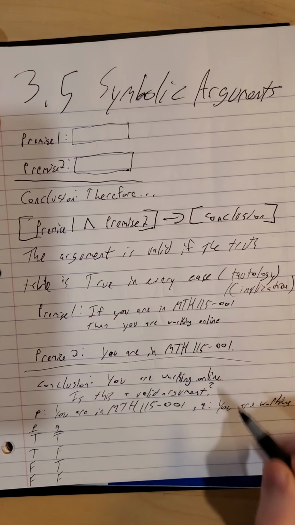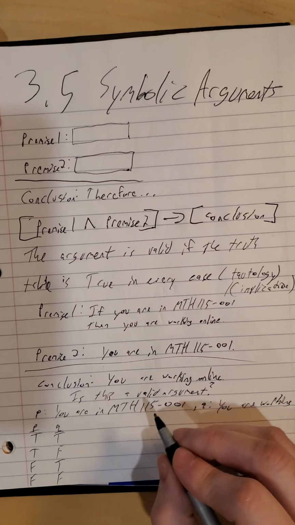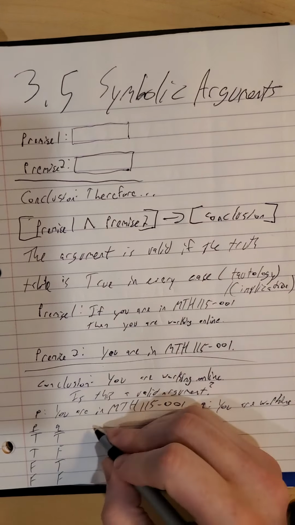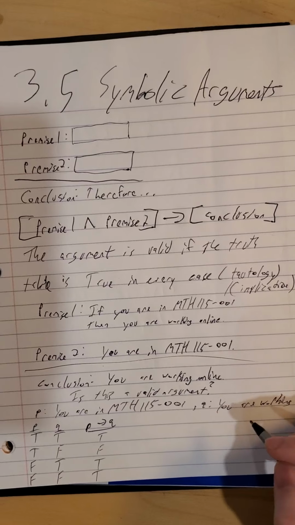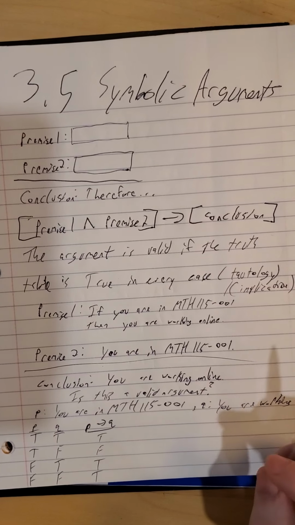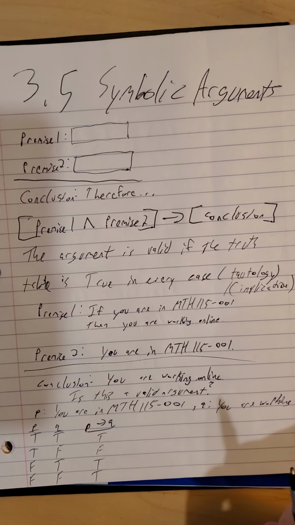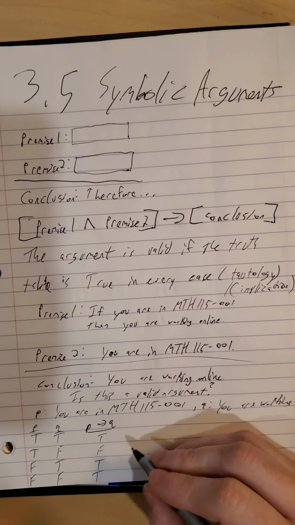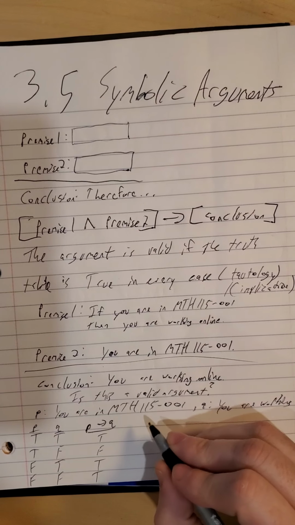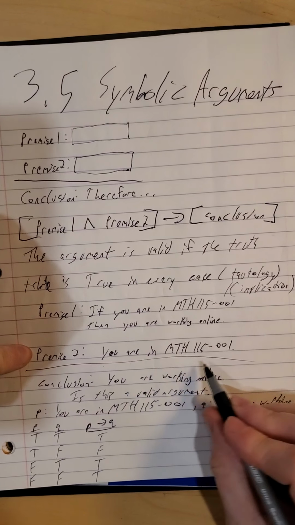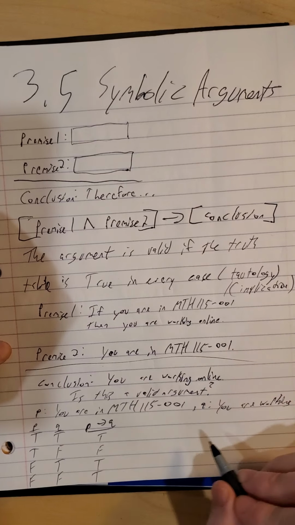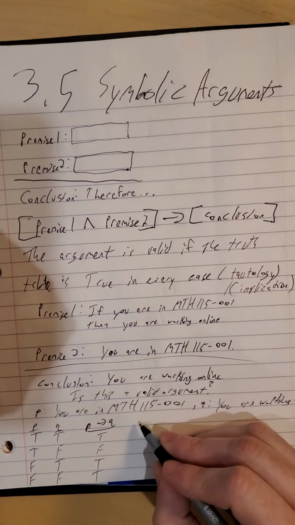So premise 1 was an if-then. So if P, then Q, which we know is true, false, true, true from previous sections. If you need more work on the if-thens, go on back and do a little bit of review on earlier chapter 3 stuff. Premise 2, you are in Mth115-001. That is P by itself.